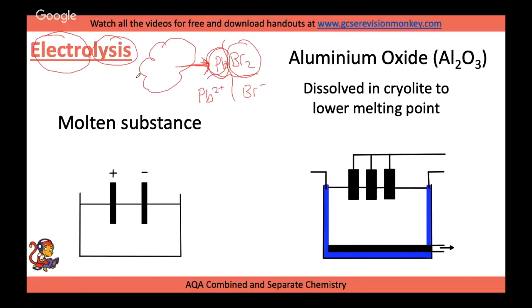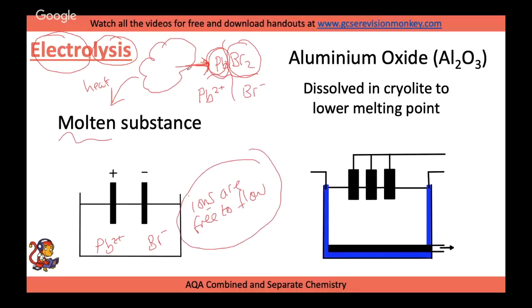So if we were to melt this first of all, to make it molten, so we would heat it up and melt this rock of lead bromide, we might want to get the lead out and use it to make some sort of metal component. So if you heat it up and make it molten, in here you will have the lead ions and the bromide ions, and the important thing is now the ions are free to flow. I expect that to come up somewhere on the paper. The ions are free to flow, because if you put the electrodes in here, nothing would happen because the ions can't flow. But now they can.